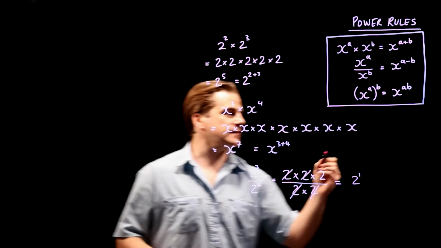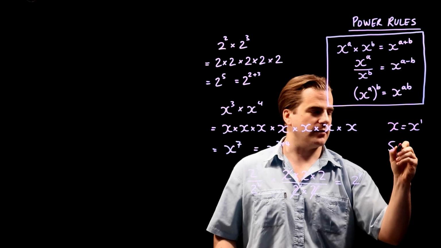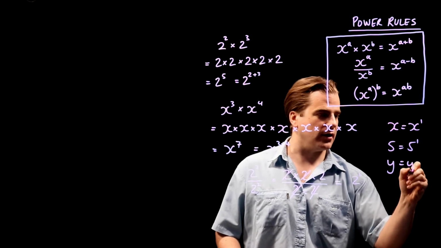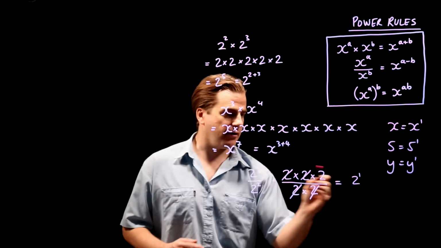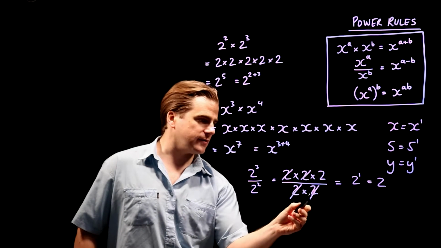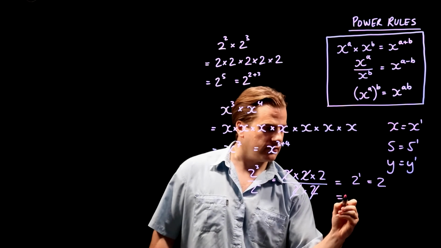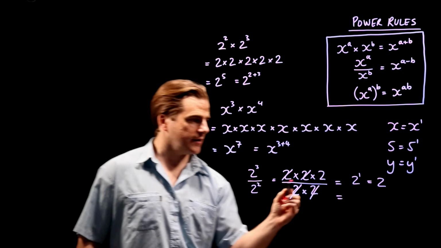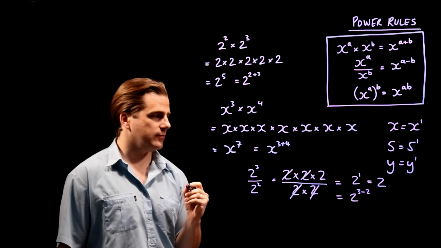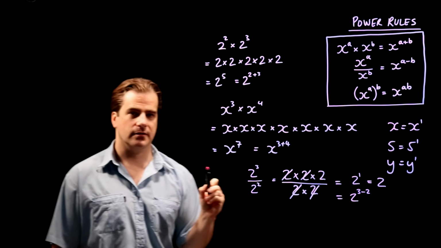Any number, such as x, is the same as that thing to the power of 1. 5, for example, is the same as 5 to the power of 1. Anything, y, is the same as y to the power of 1. Okay? So 2 to the power of 1 is just 2. See, that's gone, that's gone, that's gone, that's gone. We're just left with 2. And that 2 to the power of 1, if you notice, it's actually 3 minus 2. And that's where the 1 comes from. When you're dividing, you subtract.